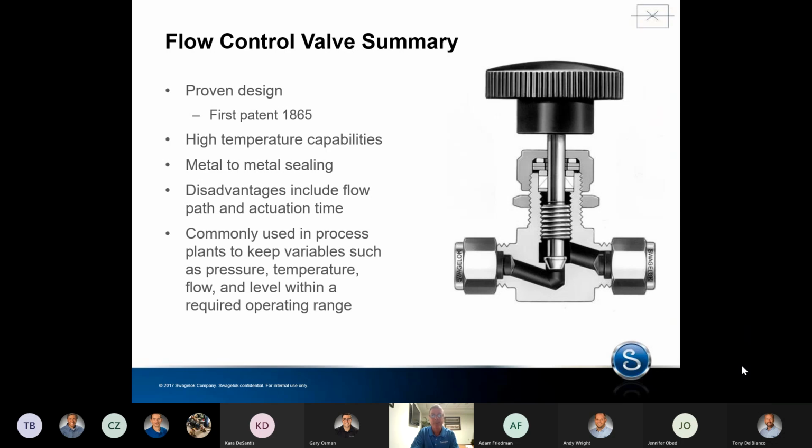These are commonly used to control variables such as flow, temperature, pressure, or level within a required control range. But there are also applications where a needle valve would be preferred to a ball valve or other quarter turn valves for shutoff applications. One example would be oxygen service. Since oxygen is highly flammable, you only need ignition and a fuel source to ignite it.